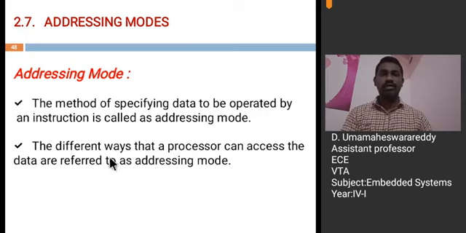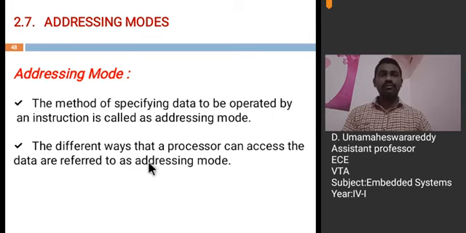See another definition, you can understand better. The different ways that a processor can access data are referred to as addressing modes. That means the number of ways the processor is going to access the data present in the memory or registers is called an addressing mode. How you are addressing the data present in the memory or register, how you are getting the data and performing the operation, is called an addressing mode.